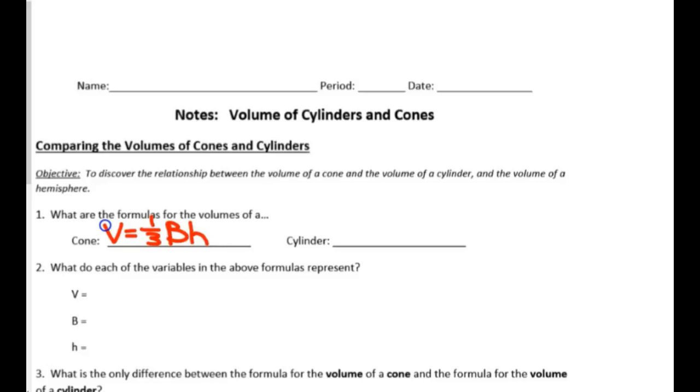We're all writing this down. And then for cylinder, it's similar, but V equals BH. Okay, so we got 1/3 BH, and then we got BH. All right.